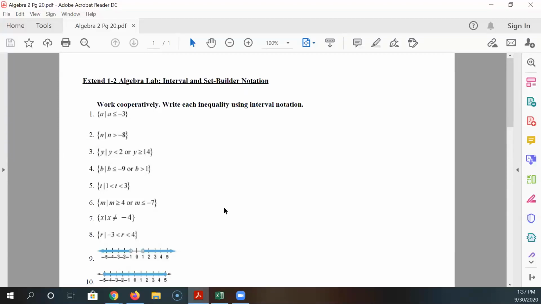So, for number 1, it's given to us in an inequality. And it says the set of numbers A is less than or equal to -3.